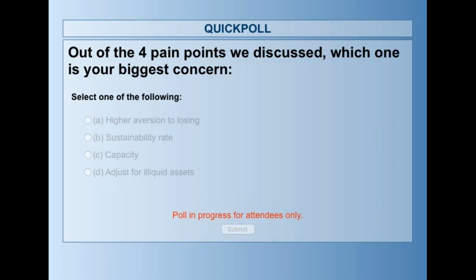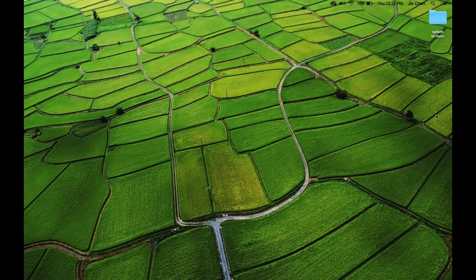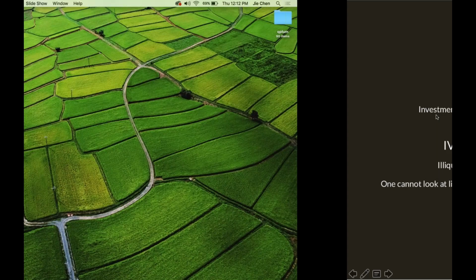I think most people are answering pretty much exactly what we hear from CIOs of pension funds, that the biggest concern is high aversion to losing. So 52% is high aversion to losing, and 33% is the sustainability rate, that I should be able to make my target rate of growth, that's my sustainability rate. And a distant third and fourth are adjusting for illiquid assets and targeting capacity.